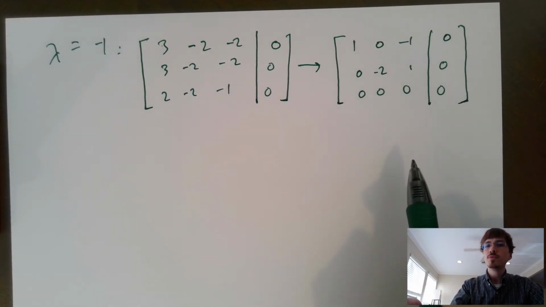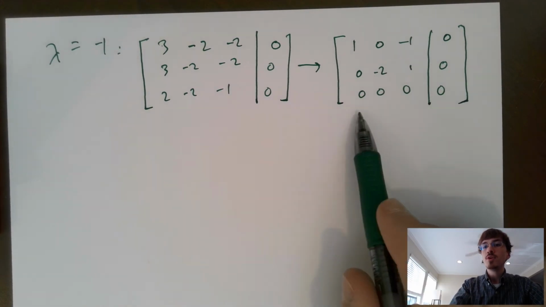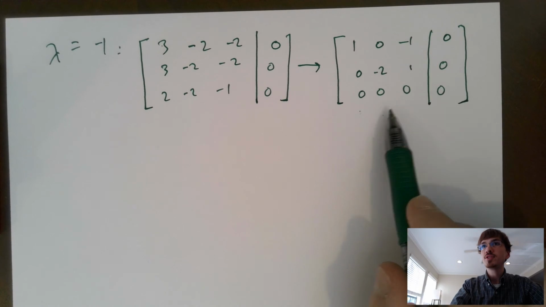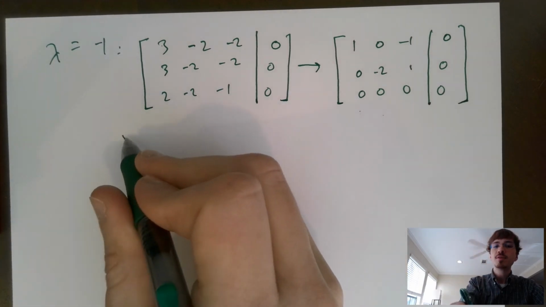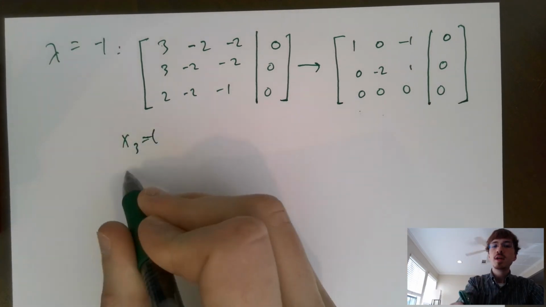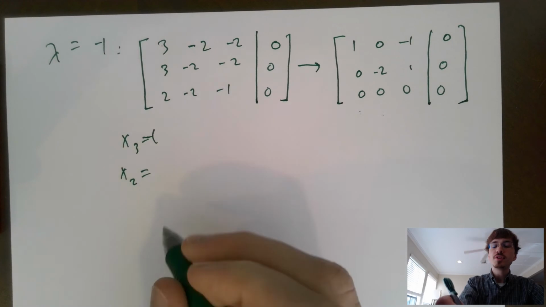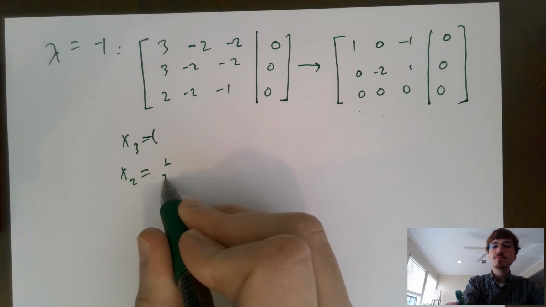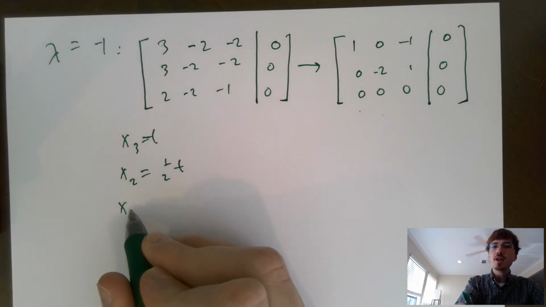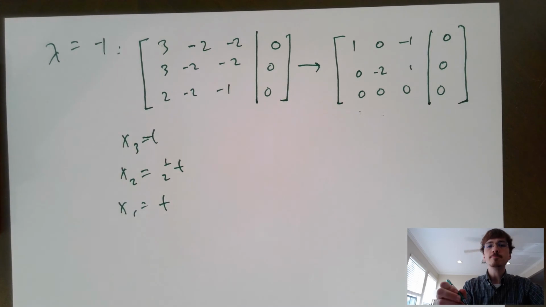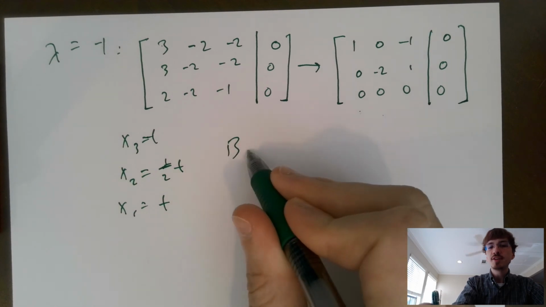So, what's our free variable? I know that we have pivots in x1 and x2, so my free variable must be x3. x2 looks like it has to be 1/2 t, and x1 has to be t. So what's a basis for my eigenspace?